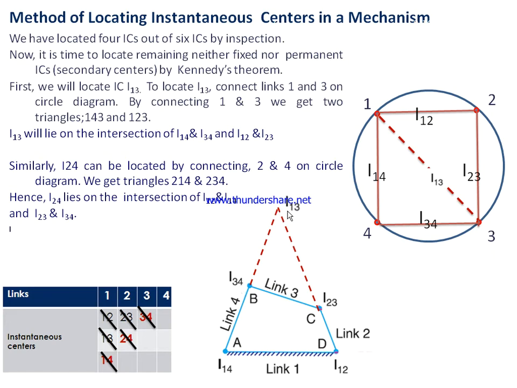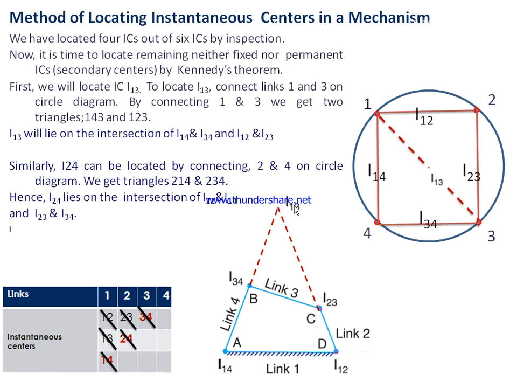So I13 lies on the intersection of instantaneous centers I14 and I34. I14 is here, I34 is here, and the other line consists of I12 and I23. Extend these lines and they will intersect here and you will get instantaneous center I13.